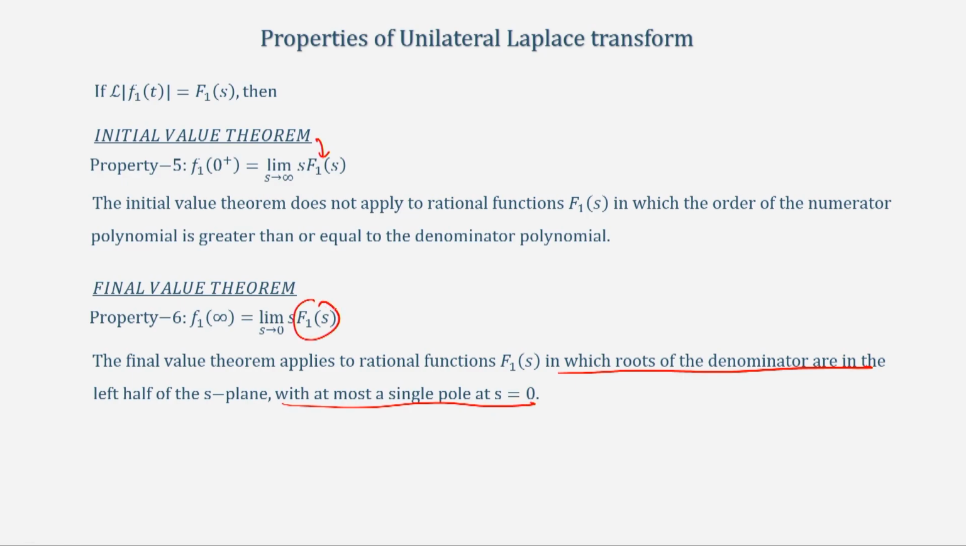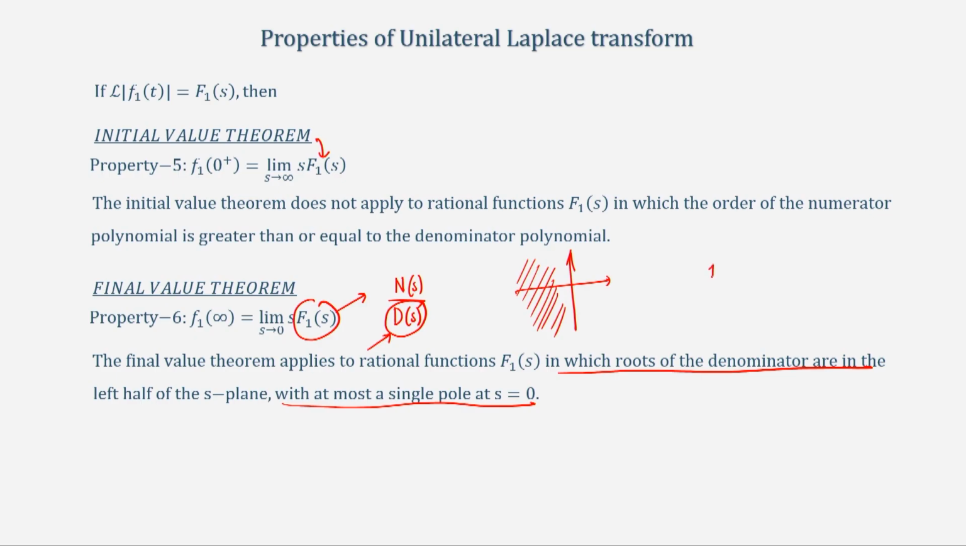So, remember, these are like numerator by denominator. Numerator is a polynomial, denominator is a polynomial. Now, if the denominator is a polynomial, it will have roots. So, the roots can be anywhere on the complex plane. If the roots of the denominator are on the left half of the complex plane, what do you mean by left half of the complex plane? The real part of the roots are negative with at most one pole at s equal to 0.